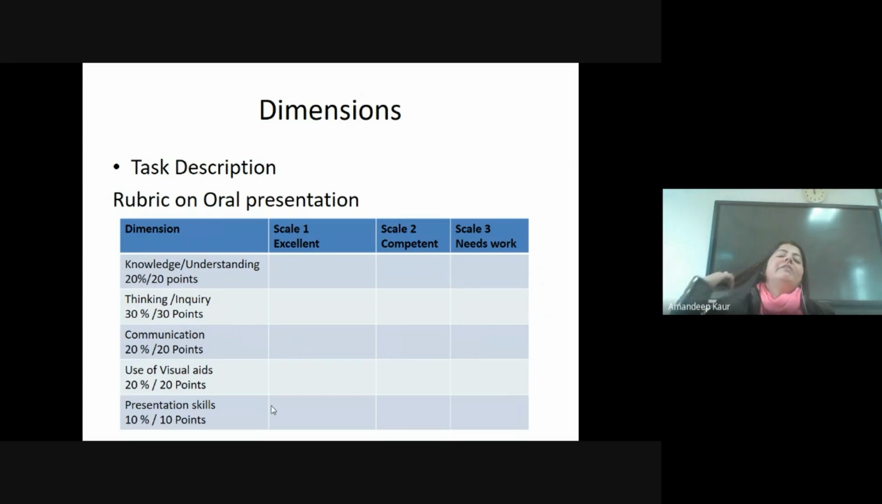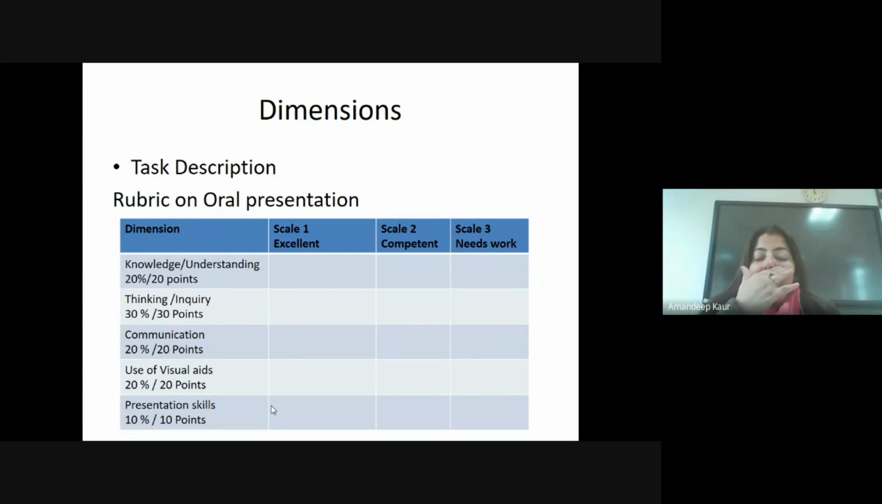So up to now we have defined the dimensions of the rubric sheet and the scale as per the level of the rubric sheet. There can be a qualitative scale, there can be a quantitative scale. When it comes to the different dimensions related to the oral presentation, it may be knowledge and understanding of the student, thinking, inquiry, communication, use of different visual aids, and presentation skills. Likewise, we need to give weightage to these particular dimensions also. So knowledge 20 points, thinking, inquiry 30 points, communication 50 points, use of visual aid 20 points, and presentation skill 10 points.